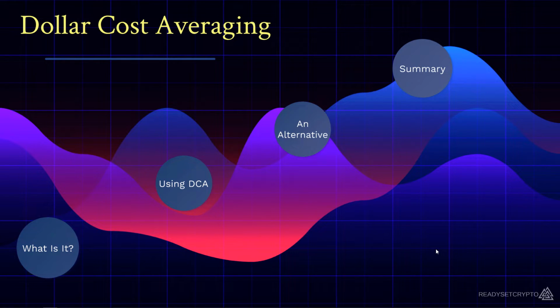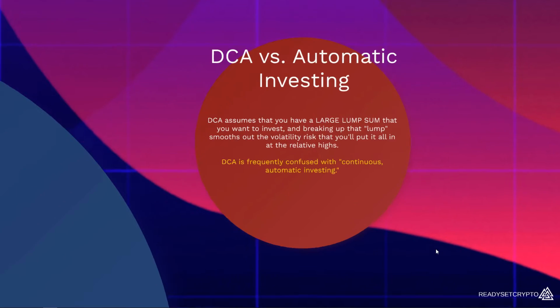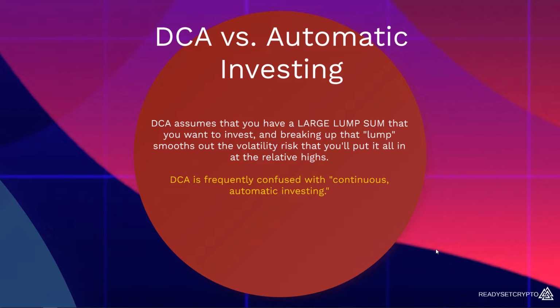Let's start off by defining dollar cost averaging. What is it? Dollar cost averaging is an investment strategy with the goal of reducing the impact of volatility on large purchases of financial assets. Now, DCA assumes that you have a large lump sum that you want to invest in, and breaking up that lump smooths out the volatility risk that you'll put it all in at the relative highs.